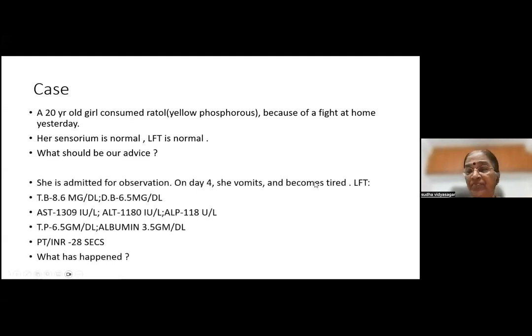So that is why you should never send these yellow phosphorus patients home, because after 2 days, 3 days, there's a gap where everything looks okay. There's a delayed toxicity which comes in. So you must always admit, need not be in the ICU, can be in the ward, but you must monitor. So on day 4, she vomits, becomes tired. The LFT shows that now.